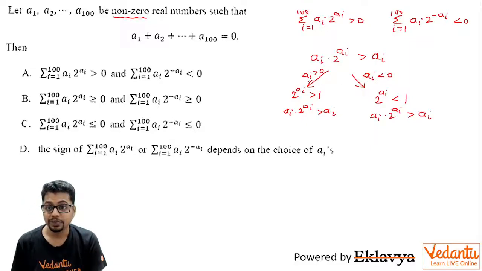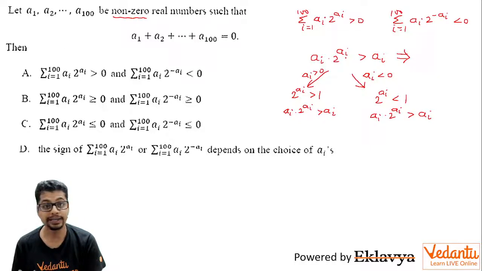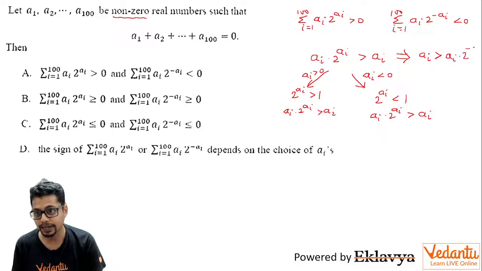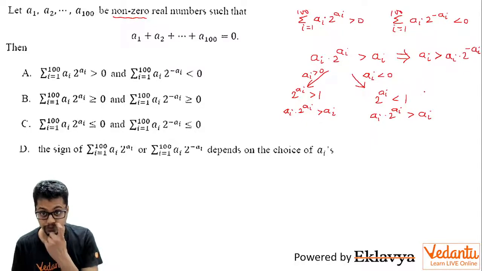So whether ai is positive or negative, that means for all non-zero ai's, ai multiplied by 2 to the power ai is always greater than ai. Similarly, if you see carefully, if you cross multiply, 2 to the power ai, no matter whether ai is positive or negative, is always positive. So you can cross multiply and the sign remains the same. So you have ai is greater than ai times 2 to the power minus ai. Whether ai is positive or negative, it is always so.